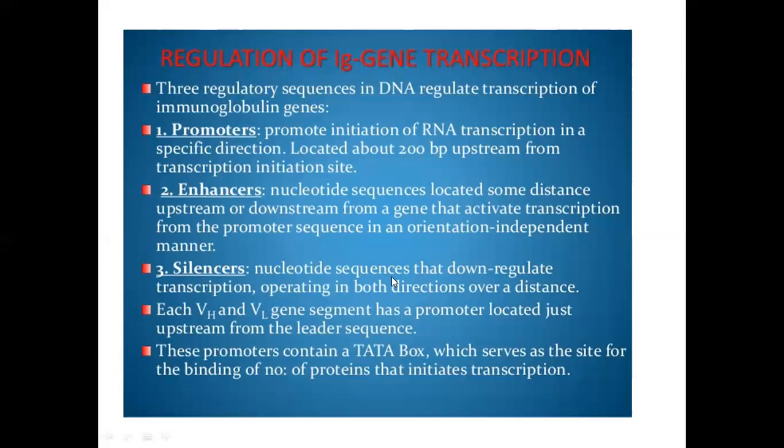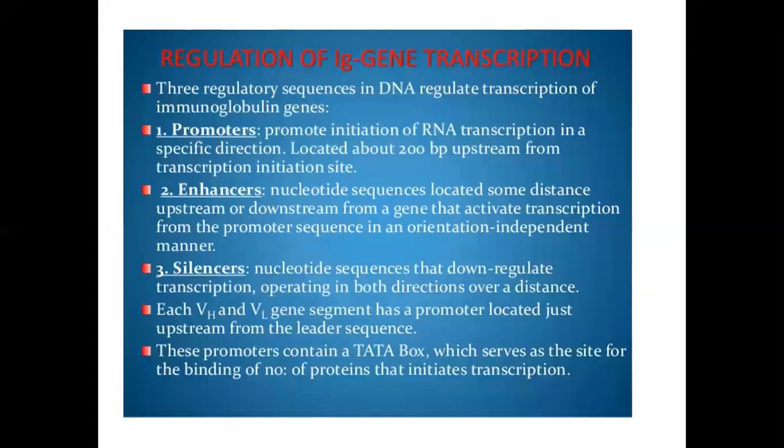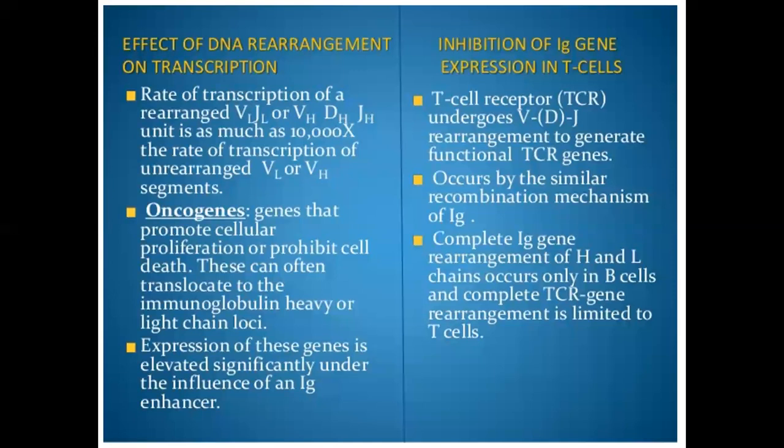You can see here where promoters, enhancers, and silencers are responsible. Promoters are red in color, enhancers are green, and the silencers are yellow. So these are the promoters, these are the enhancers, and these are the silencers. They are present in the heavy chain, the kappa chain, and the lambda chain also. In all the cases, they are present. So these regulate the transcription of immunoglobulins.